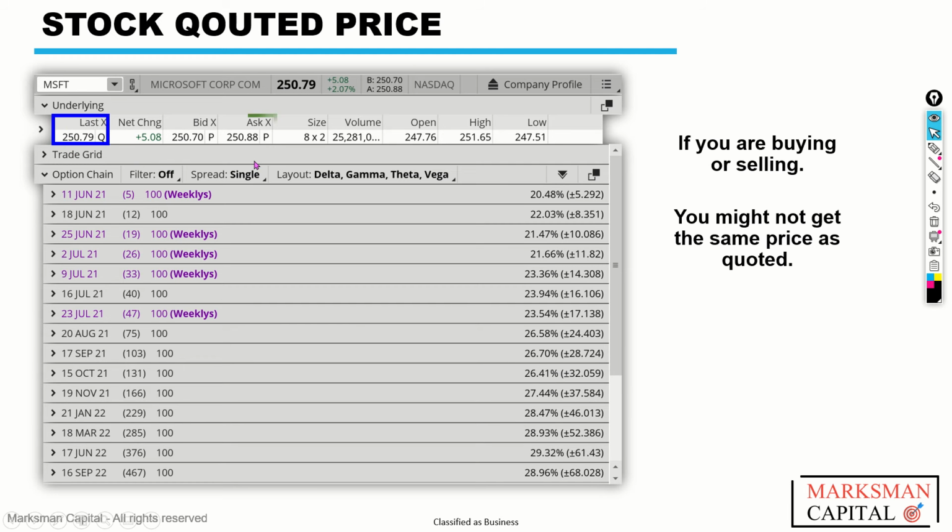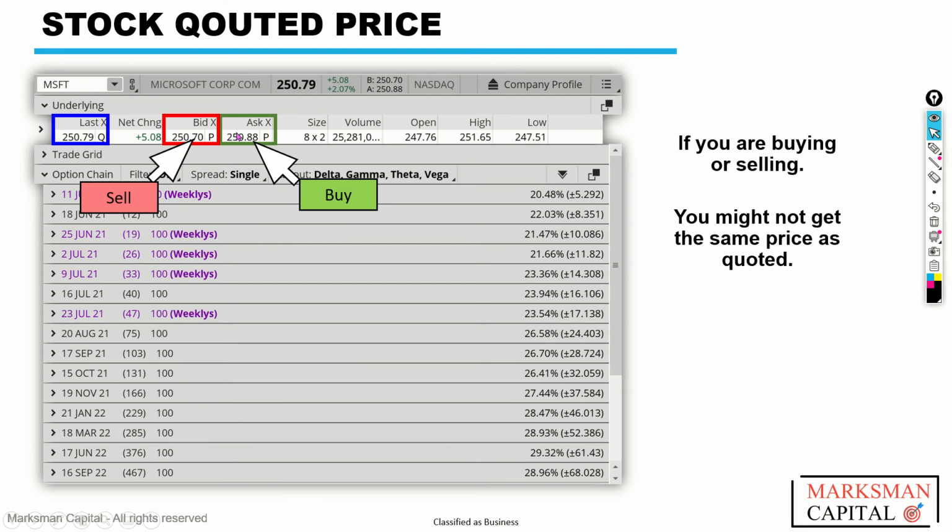So if you're a buyer, then you would have to select this column, ask, because if you're buying, then you're asking for the underlying shares. If you move your mouse cursor to this section right here, it will automatically highlight a buy action. If you're a seller, then you have to go to the bid column, and if you move your mouse cursor to that column, it will automatically display the sell action.